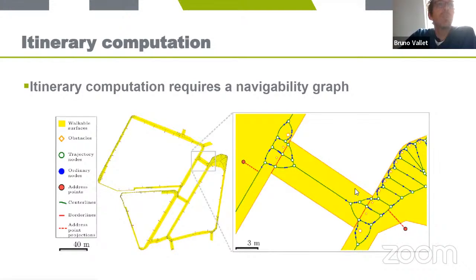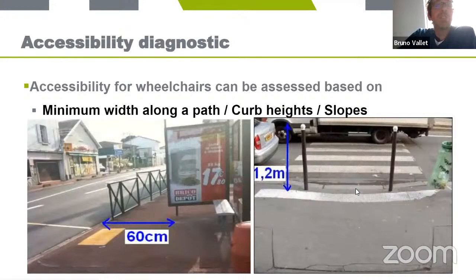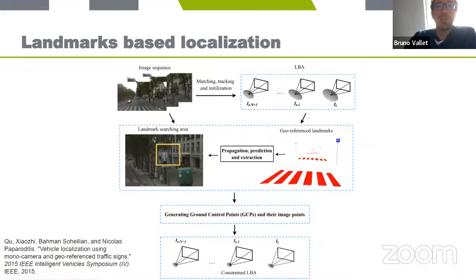This is another example of itinerary computation. You can also make accessibility diagnosis if you have a sufficiently fine description of the curbs and the slopes and the poles in your urban area. And one thing that is interesting in the context of autonomous vehicles is landmark-based localization.